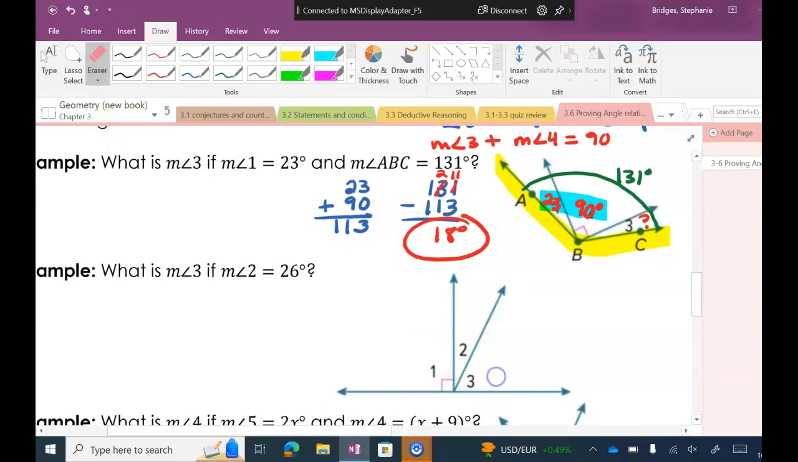Okay. I want you to try the next example. Look at the information given. Look at your picture. We're looking for the measure of angle 3 in this case. It gives me a bit of information that I can use. This one is very similar to the previous question.